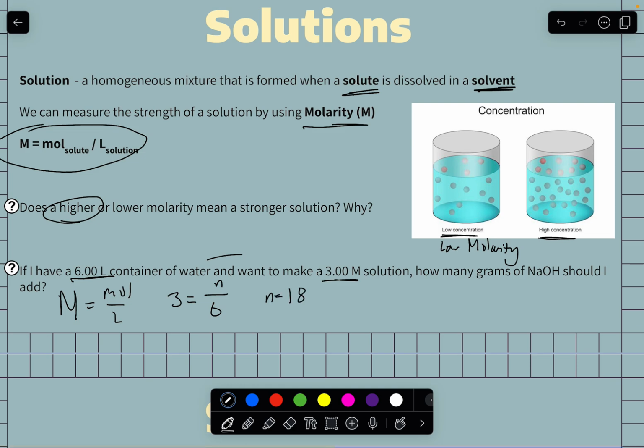That's 18 moles. Okay, and remember to go from moles to grams, because what we're looking for is the grams of NaOH, we need to multiply by the molar mass. The molar mass you add up on the periodic table. If we add up sodium, oxygen, and hydrogen, we get 39.997. And if you multiply those together, we need to add 719.95 grams of NaOH to our 6 liter container of water.